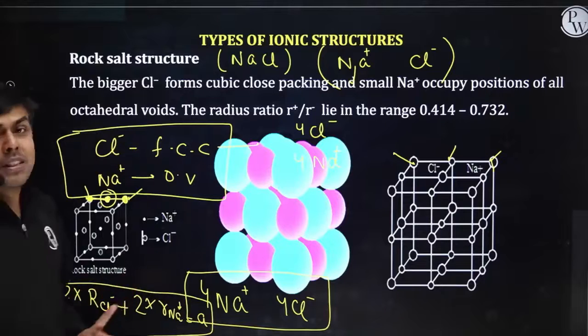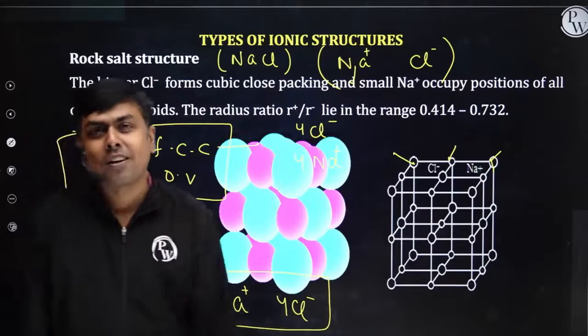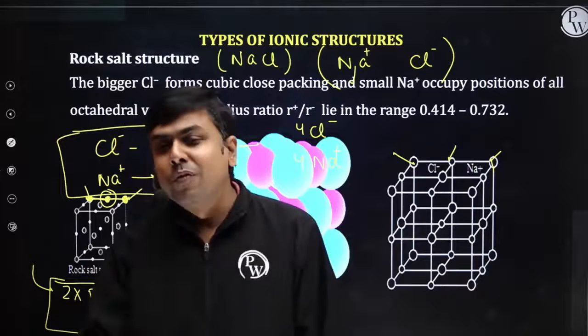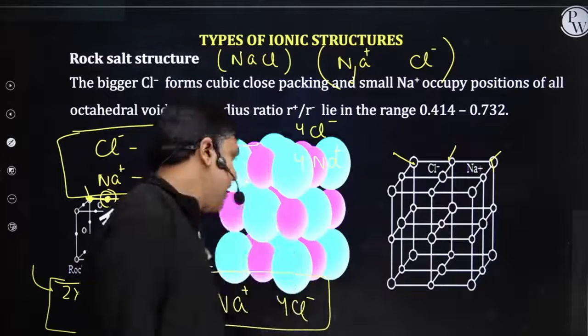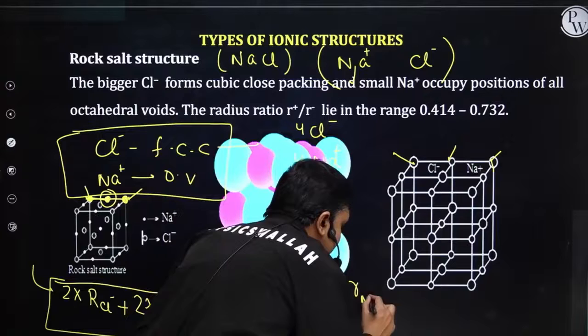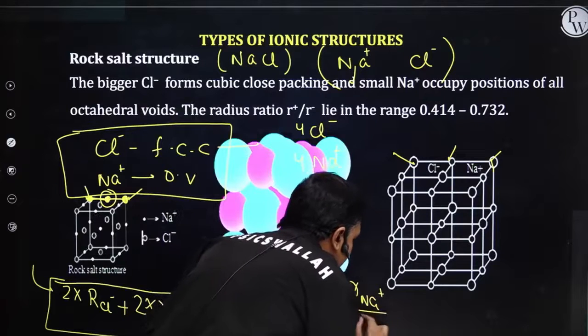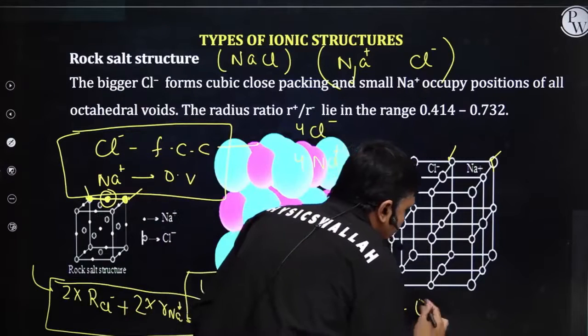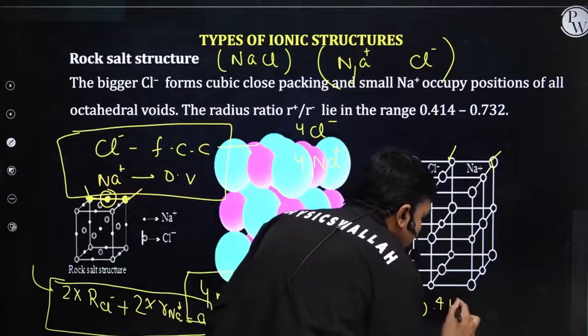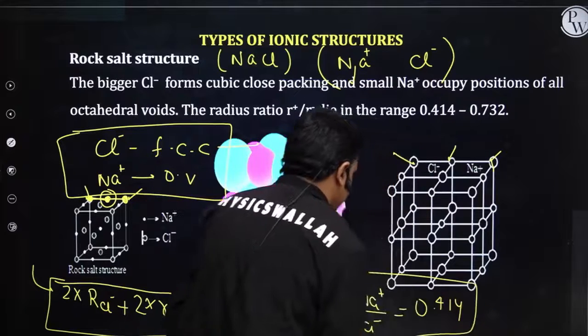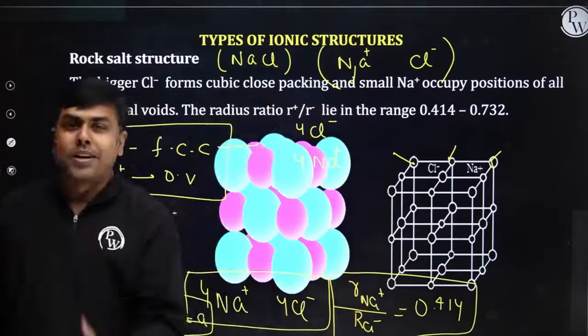Student, one more thing you know, the size of octahedral void is 0.414 times the size of atoms. So R of Na plus upon R of Cl minus is in the ratio of 0.414. Right? One more important point.